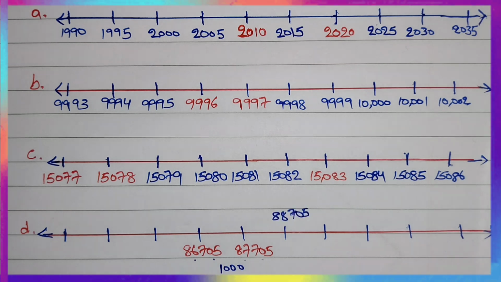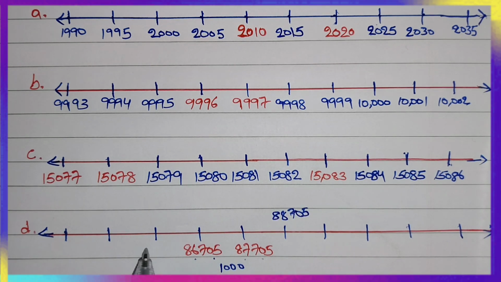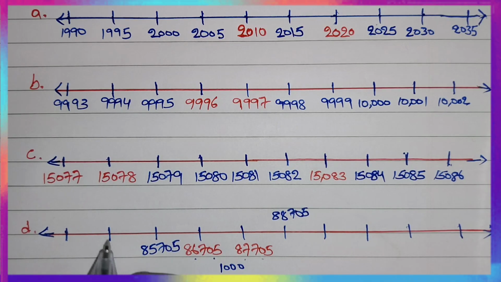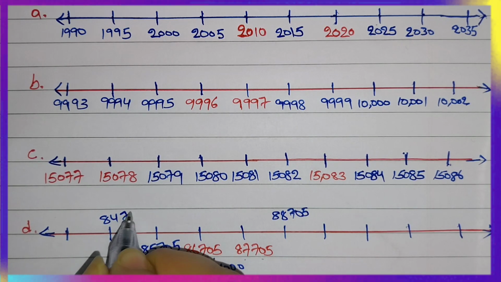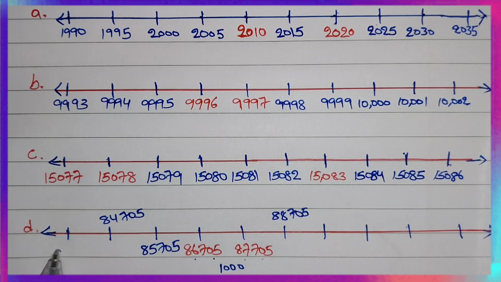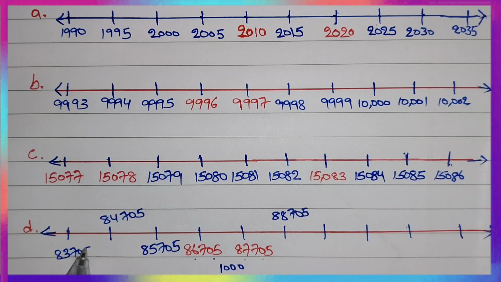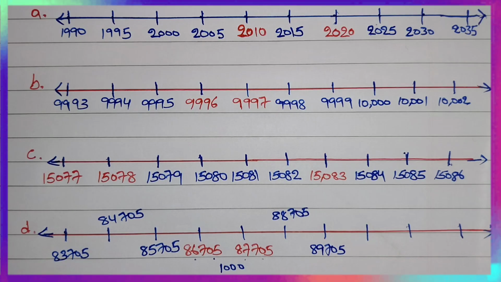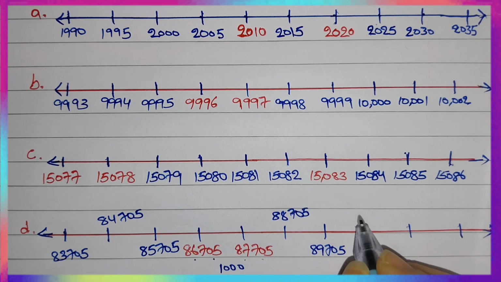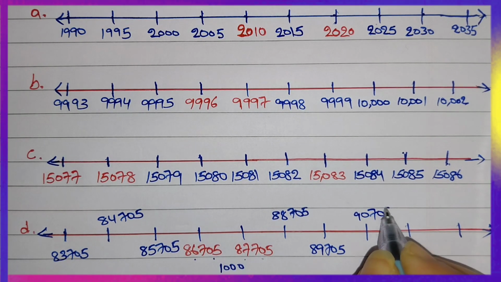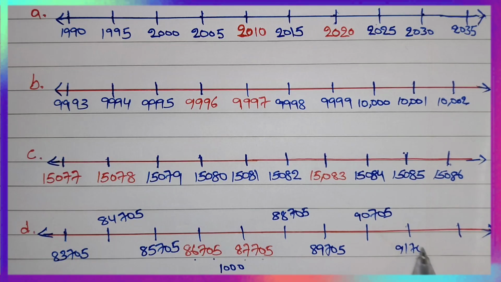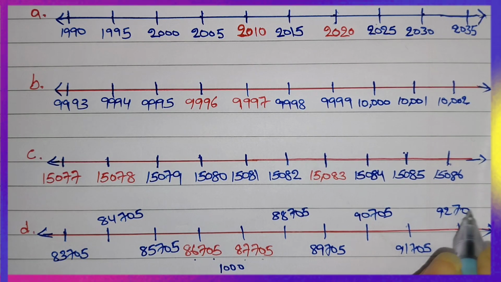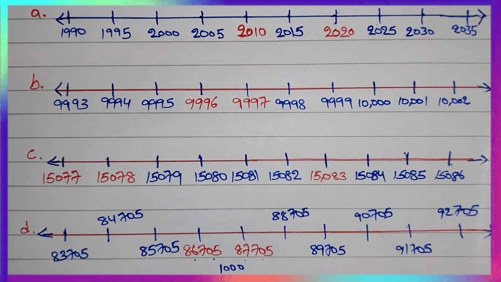Next, last one D, they have given two numbers, 86,705 and 87,705. The difference between the two numbers is 1,000. Based on this we have to write the numbers: 85,705, 84,705, 83,705, 88,705, 89,705, 90,705, 91,705, 92,705. If you see all the numbers, the difference between the numbers is 1000.